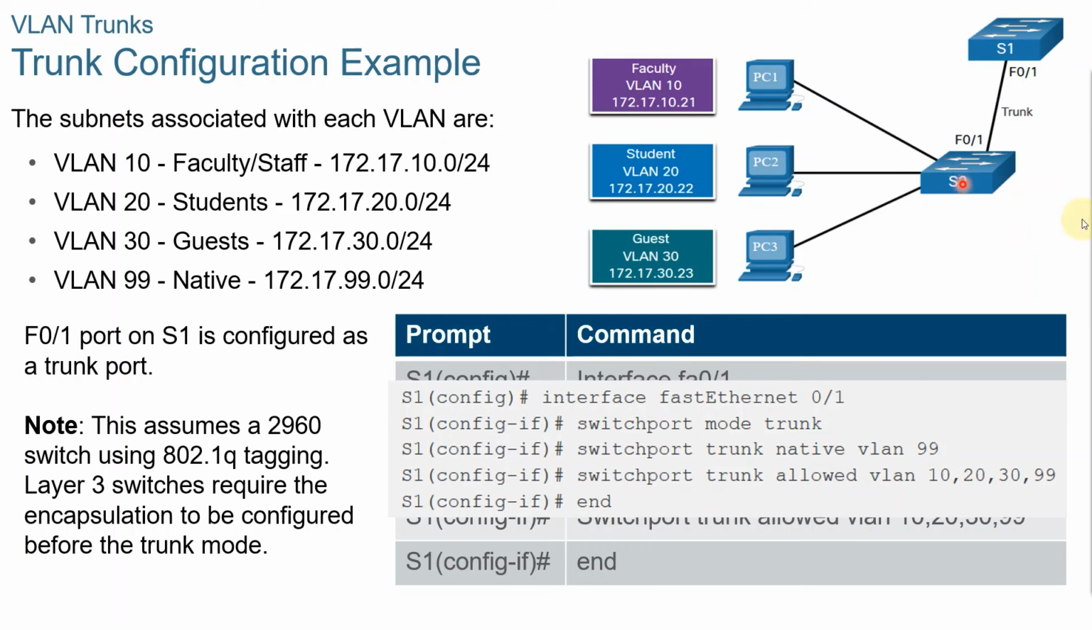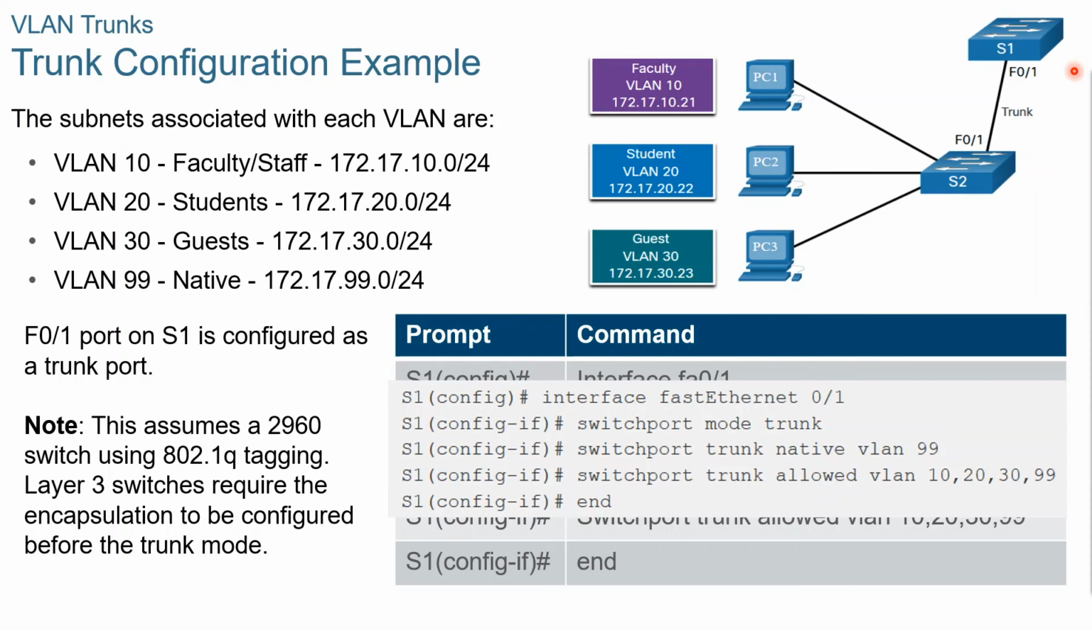Okay, so the example shows the configuration of port Fa0/1 on switch 1 as a trunk port. The native VLAN is changed to VLAN 99, and the allowed VLAN list is restricted to 10, 20, 30, and 99. Okay, so how's the configuration?